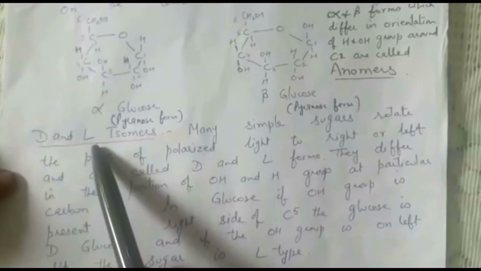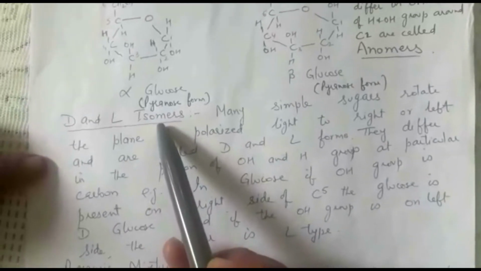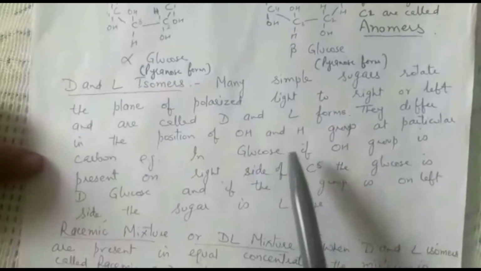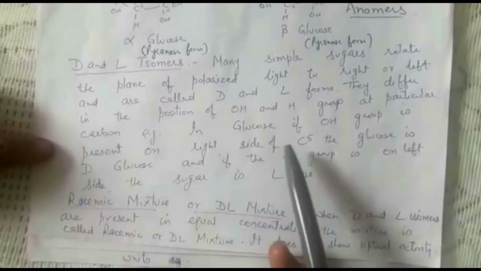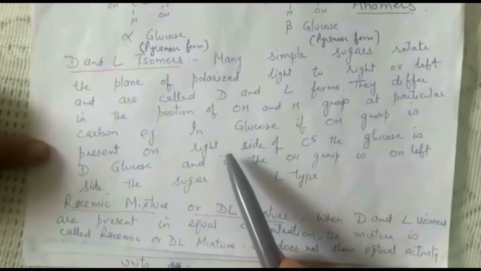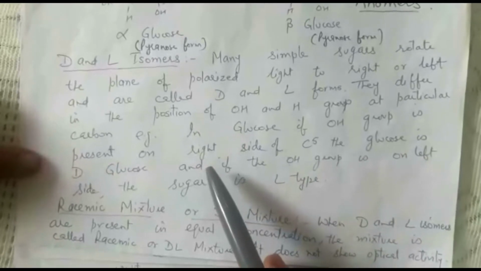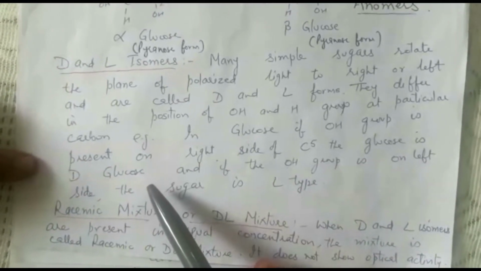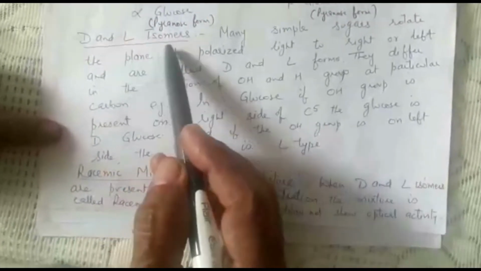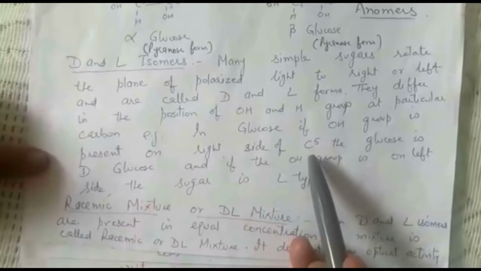So D and L forms also differ in the orientation of hydrogen and hydroxyl group at a particular carbon. For example, in case of glucose, D and L forms differ in the orientation of hydroxyl group and hydrogen group at carbon atom 5. If the OH group is towards the right side, then this glucose is known as D glucose. If the OH group is on the left side, the sugar is L type. So D and L forms of glucose differ in the orientation of hydroxyl group at carbon atom 5.